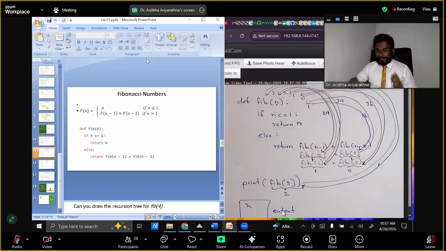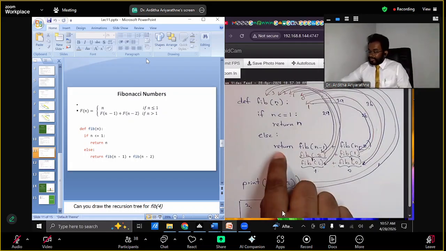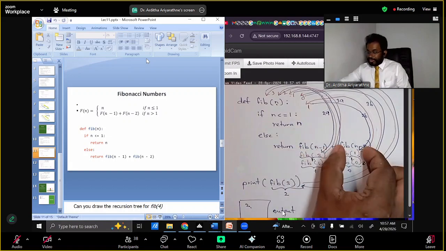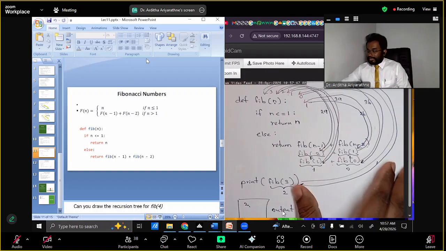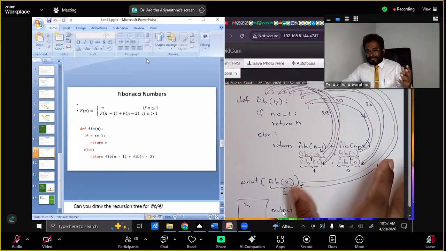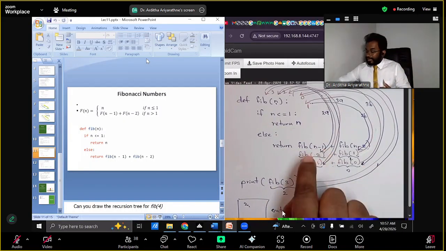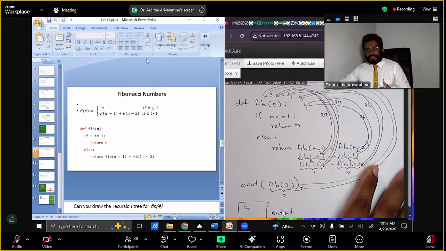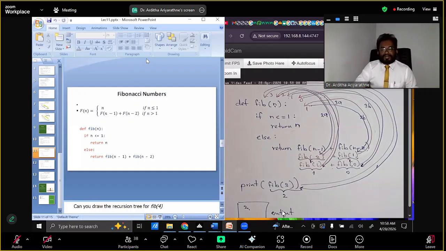This is a little bit complex. Why is that? Because inside the same statement we are calling the same function two times, right? Not a single time. In previous examples we called it only one time, but here we are calling two times. That's why this program is a little bit more complex than the previous one.